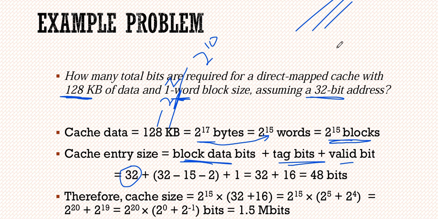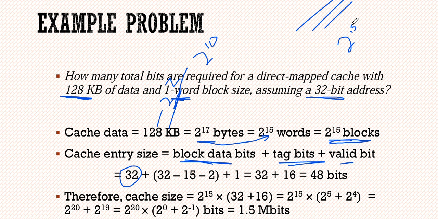Remember, the cache has 2 raised to the power 15 blocks. So how many bits do you need to represent 2 raised to the power 15? 15 bits. We need 2 bits to represent 2 raised to the power 2, and we need 1 bit to represent 2 raised to the power 1.